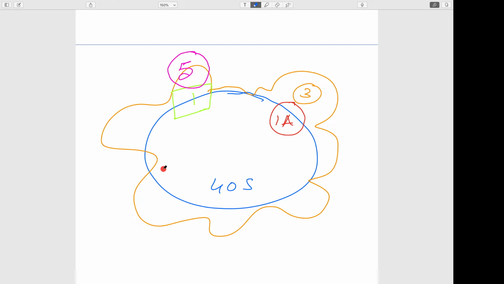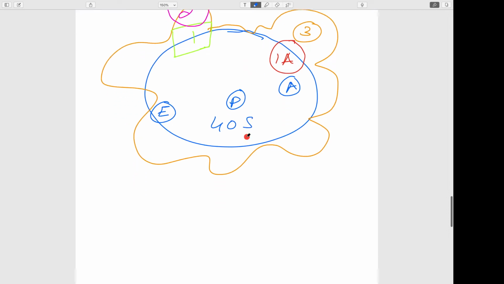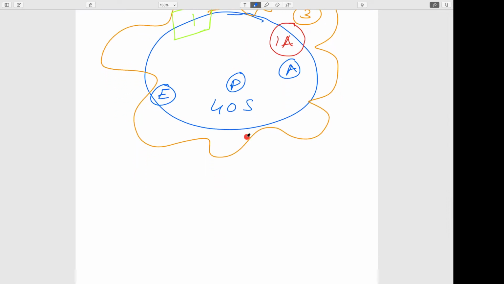So here in this 40S, this is the E site, then it is the P site and the A site. One aspect we have to take note of is the 1A binding. Where does it bind? You can see it binds at the A site.